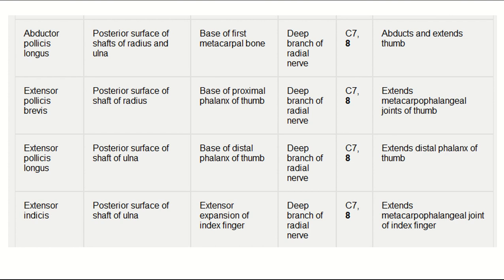The extensor indicis arises from the posterior surface of the shaft of ulna. Its insertion is the extensor expansion of index finger. It is supplied by the deep branch of radial nerve, C7, C8 are the nerve roots, and it extends the metacarpophalangeal joint of index finger.